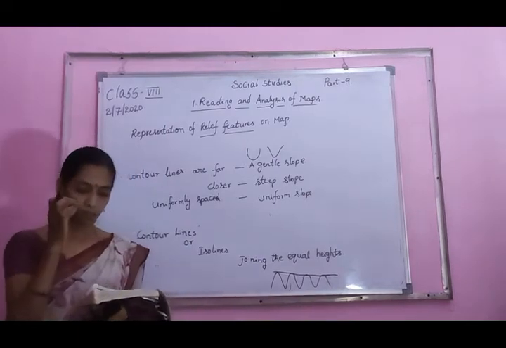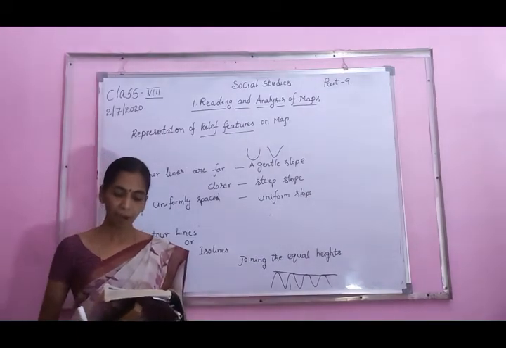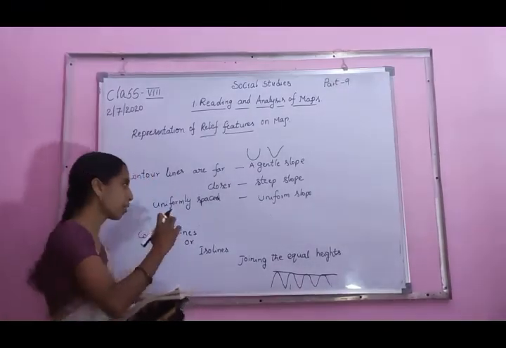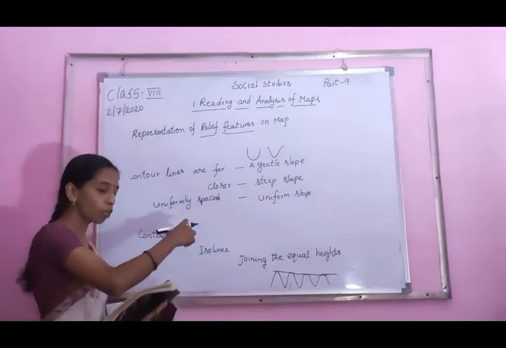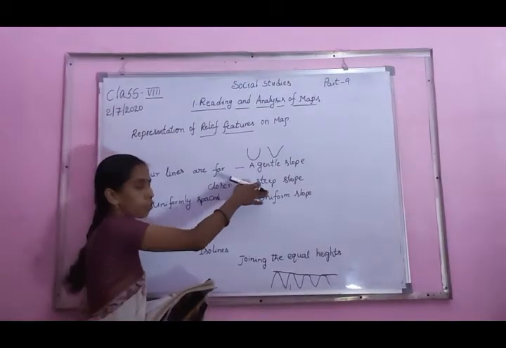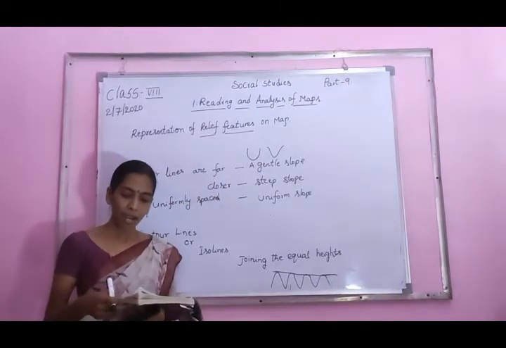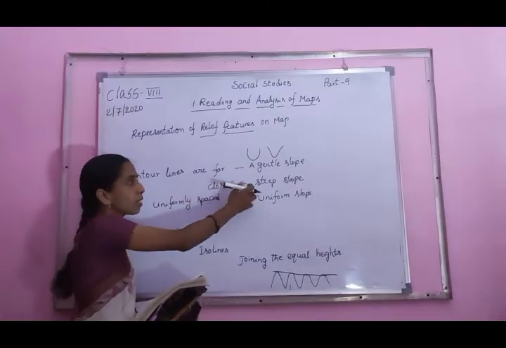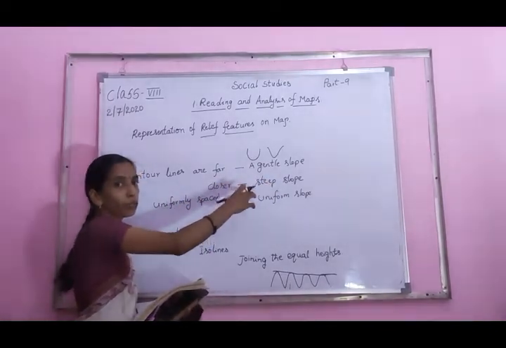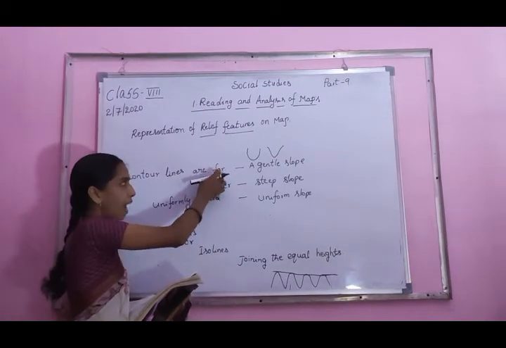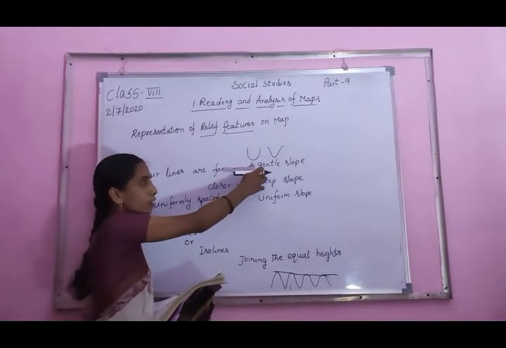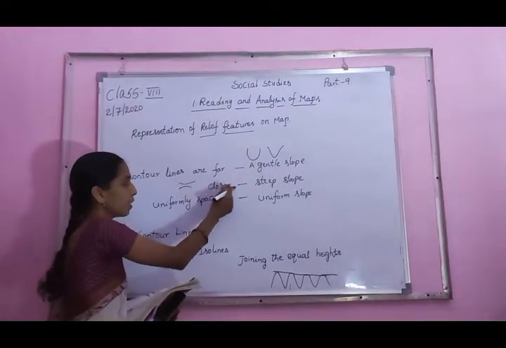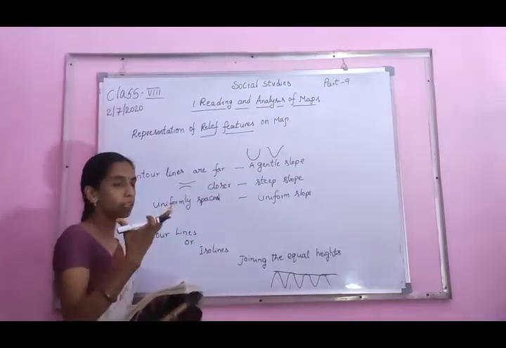Where contour lines are far apart, it represents a gentle slope. A gentle slope means a low gradient. Next, where contour lines are closer, they represent a steep slope, a higher gradient. Where the lines are close together, it is a steep slope.